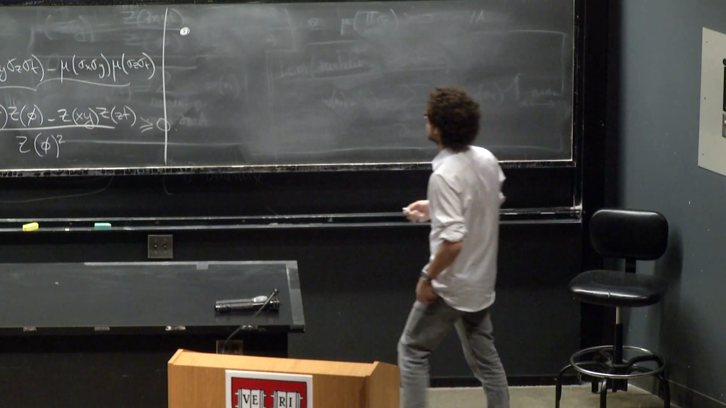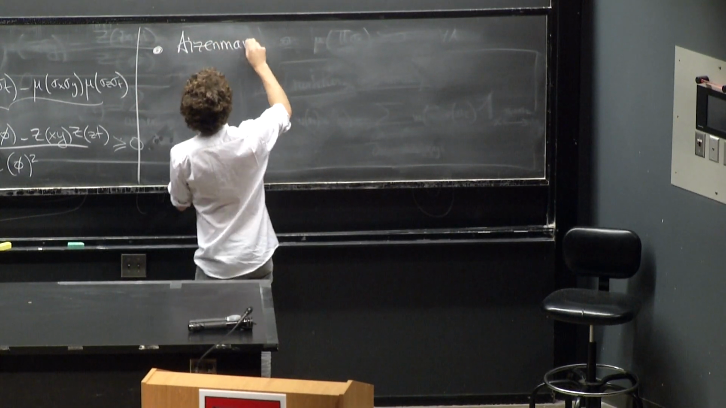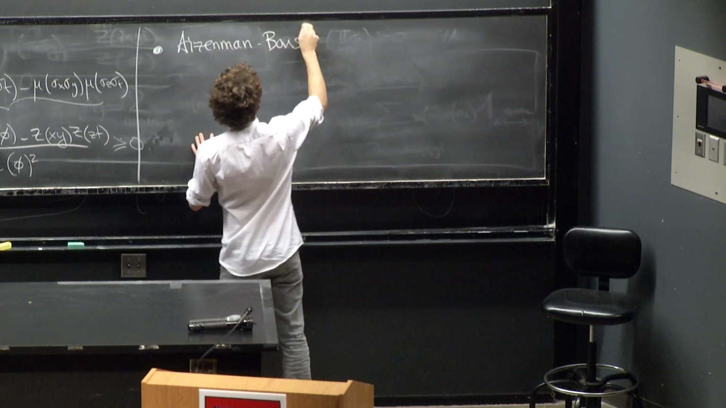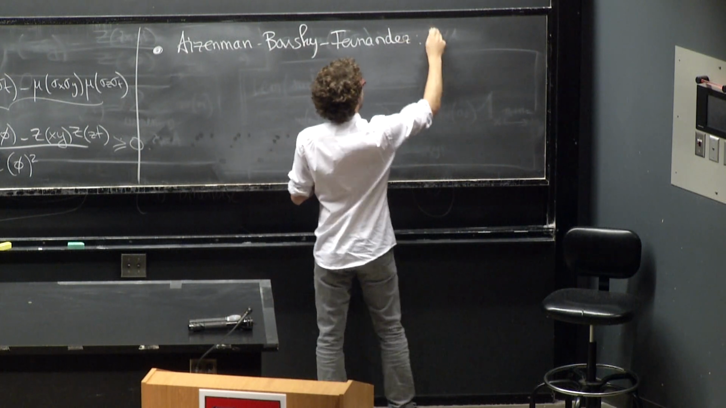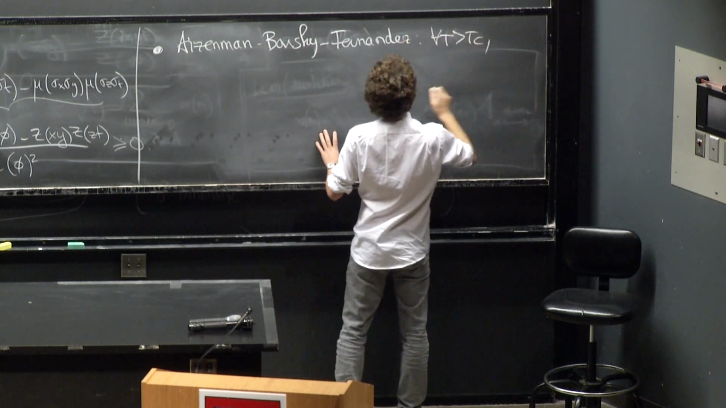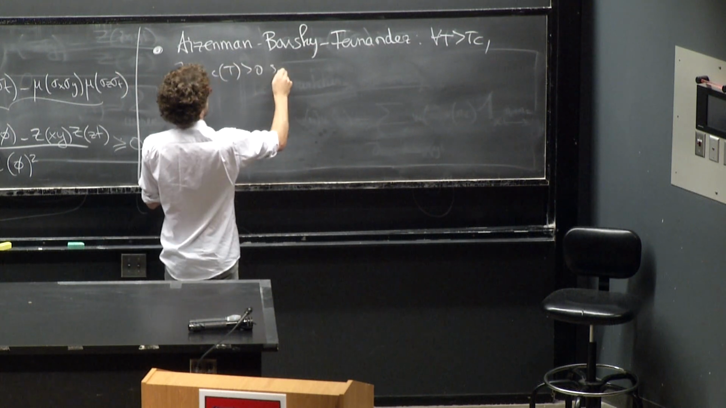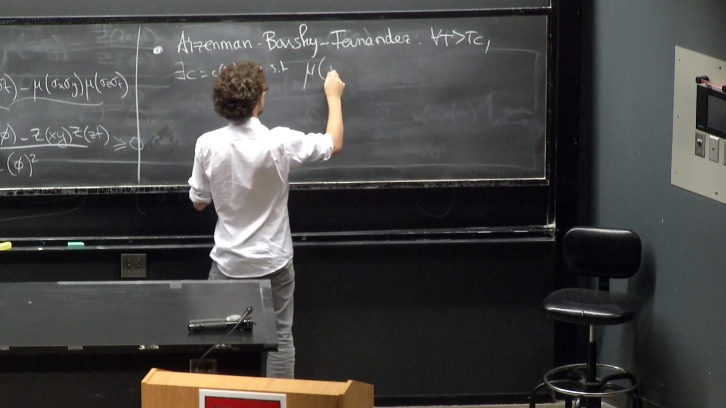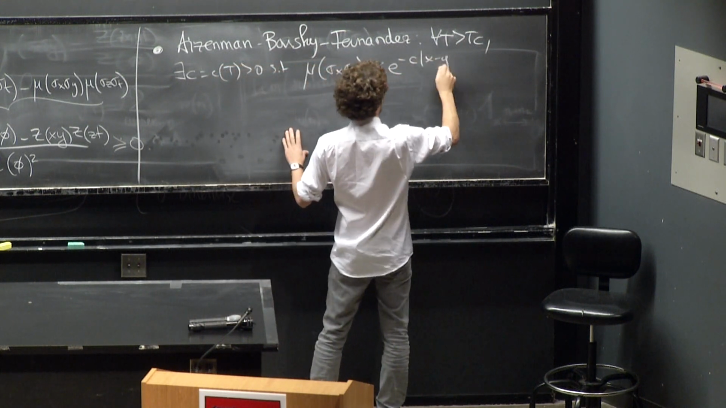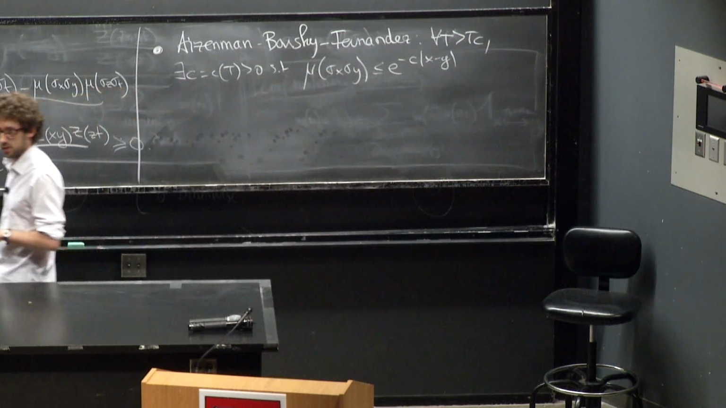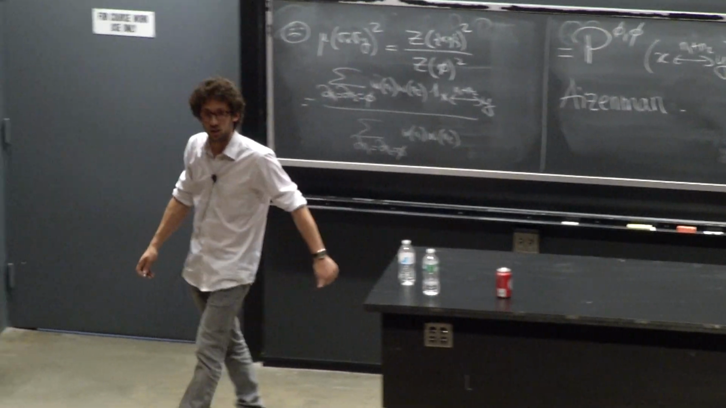And this was a result obtained by Aizenman, Barsky, and Fernandez, proving that indeed, for every T larger than Tc, there exists a constant c, which depends only on T, such that mu of sigma x, sigma y is smaller or equal to e to the minus c times the distance between x and y. So it's called a sharp phase transition. As soon as you are above the critical temperature, you have exponential decay of correlations.